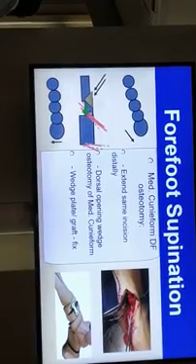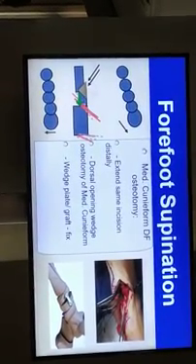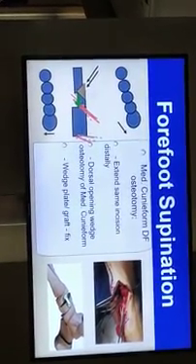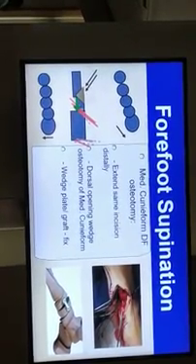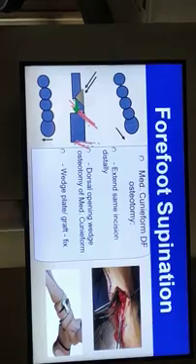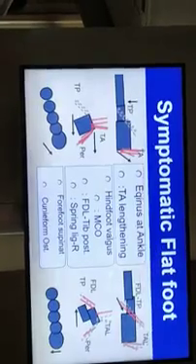Forefoot supination, you need a medial cuneiform dorsiflexion osteotomy. Extend the same incision distally. Dorsal opening wedge osteotomy of the medial cuneiform. You have wedge plates, or graft from the iliac crest, or allograft is easily available nowadays, and fix it.